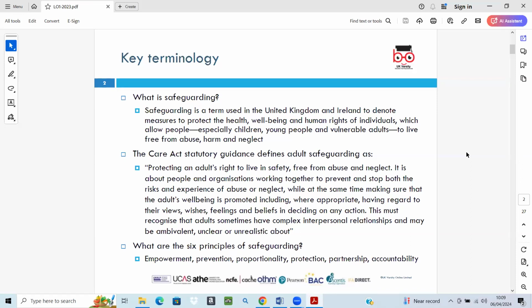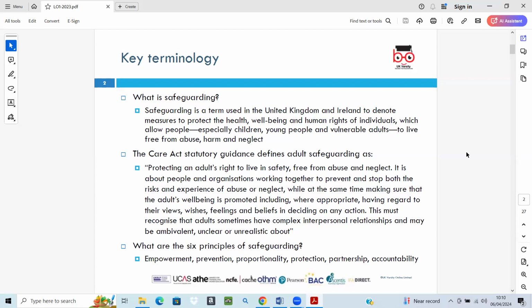empowerment. What is empowerment? Empowerment is supporting individuals to make their own decisions and giving them the information and support they need to do so. This is about respecting people's rights and self-determination. In the meanwhile, if you have any question, you can ask, and I'll try to answer that question as well. In the second point of the six principles of safeguarding, we have prevention.